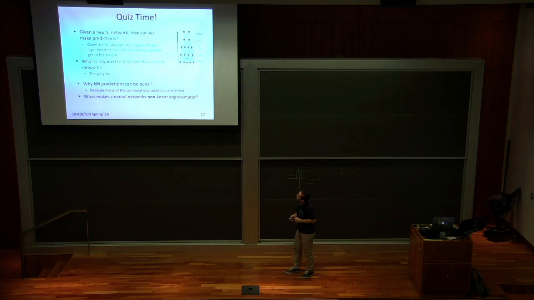Oh, and final question. What makes a neural network nonlinear? What part of this architecture makes it nonlinear? Like, where does the nonlinearity come from? Yes. Oh, sorry, you asked.